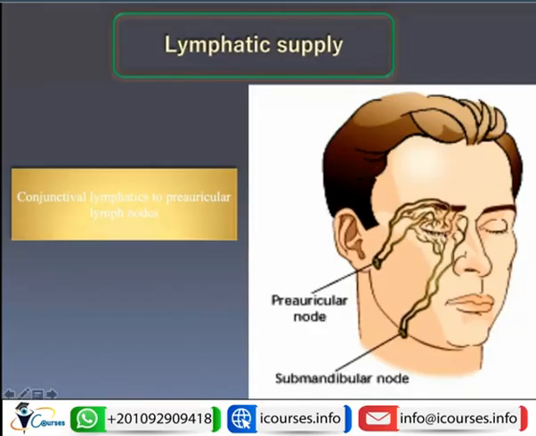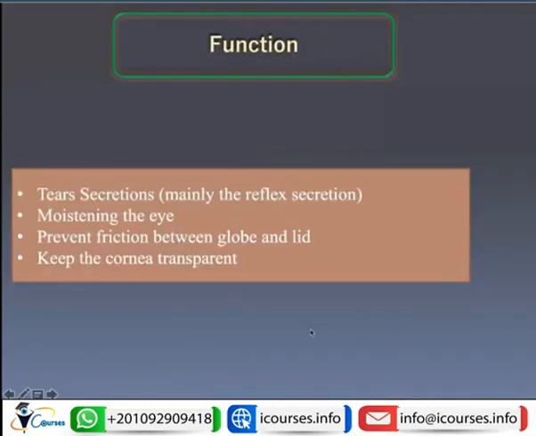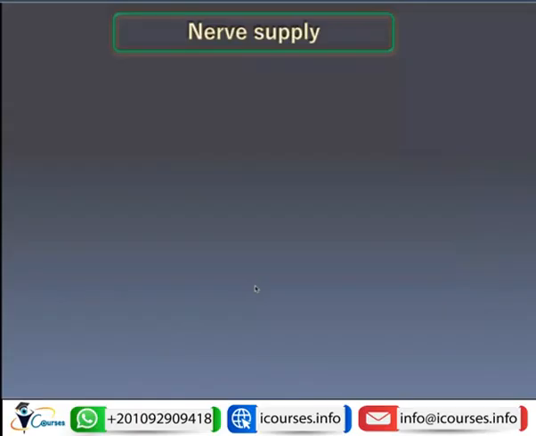Lymphatic supply: since the lacrimal gland is present laterally, it will drain into the preauricular lymph nodes. And the function of the lacrimal gland is to secrete the tears, mainly the reflex secretion, causing moistening of the eye and preventing friction of the globe against the lid by lubricating the eye and keeping the corneal transparency.